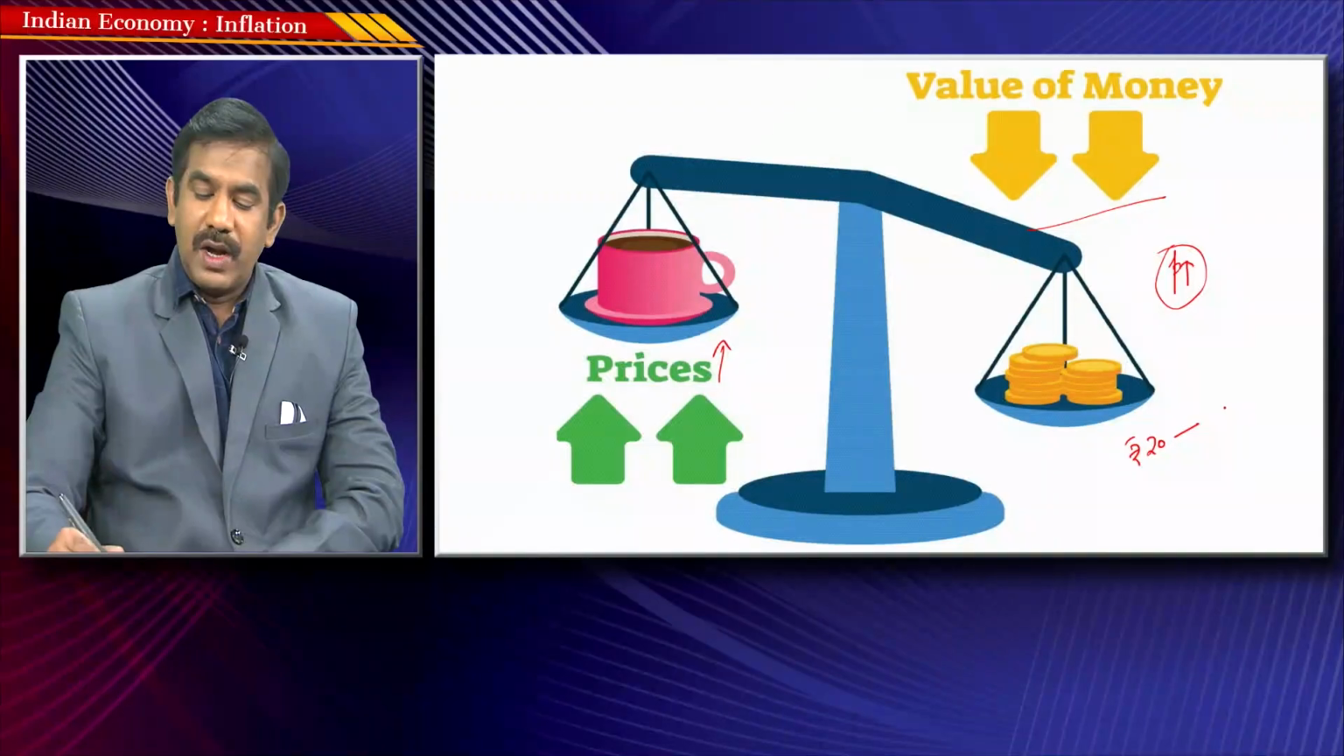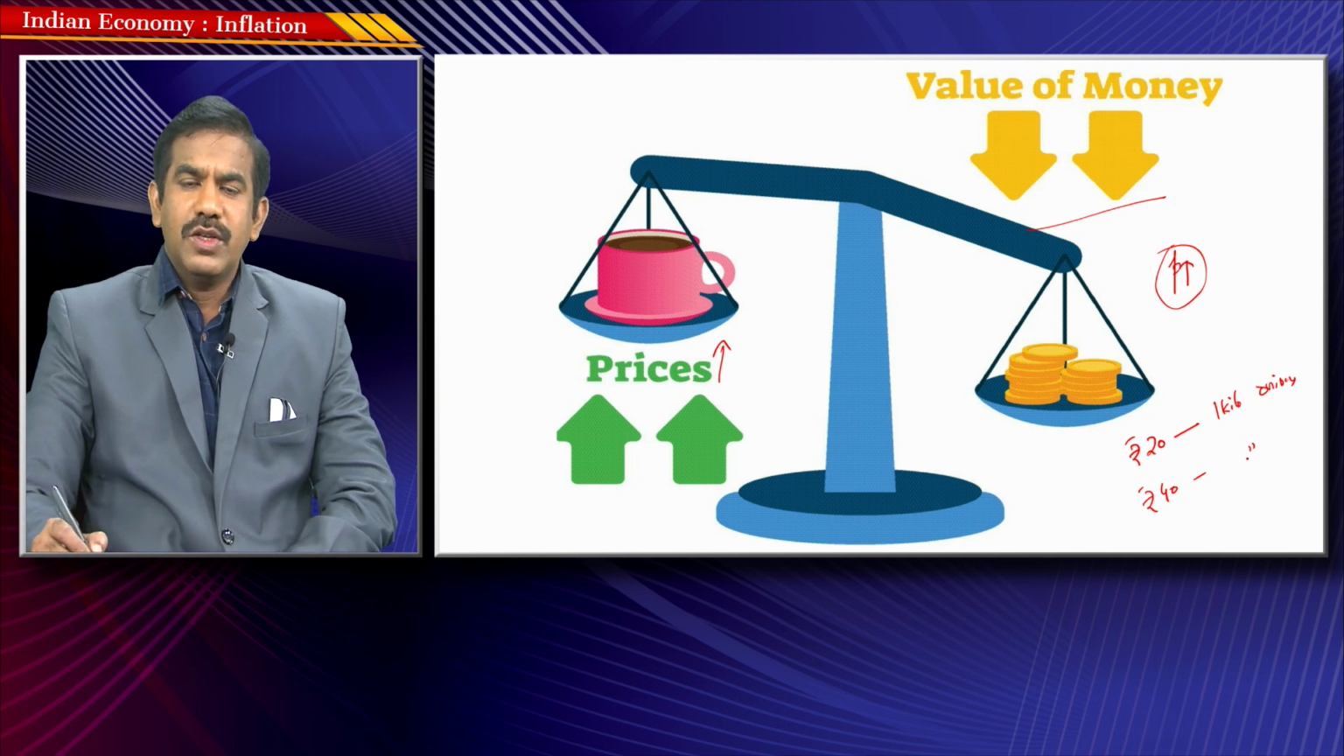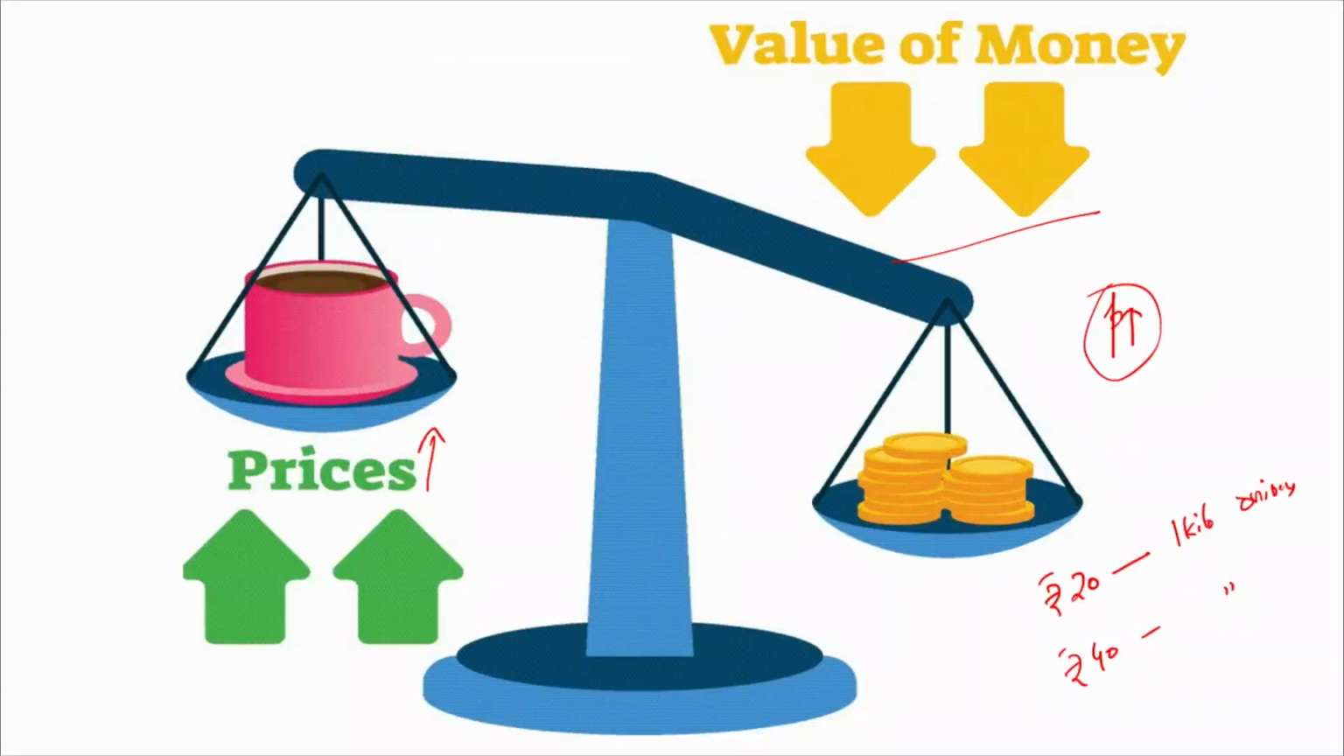Let's say today you go to the market with 20 rupees and you could buy 1 kilo of onions. But tomorrow, imagine if you need 40 rupees to buy the same kilo of onions. Don't you really think the onions in the market experienced a steep rise in price? There is a 100% rise in prices. There is 100% inflation with respect to onions.